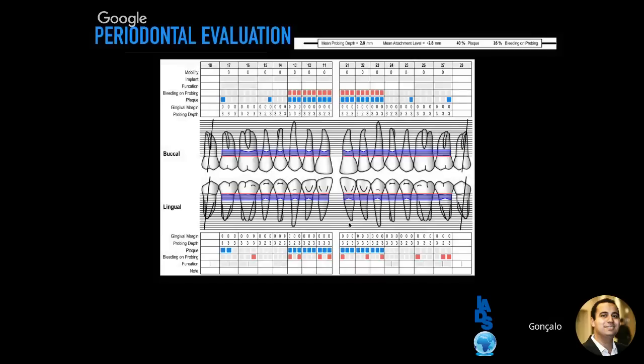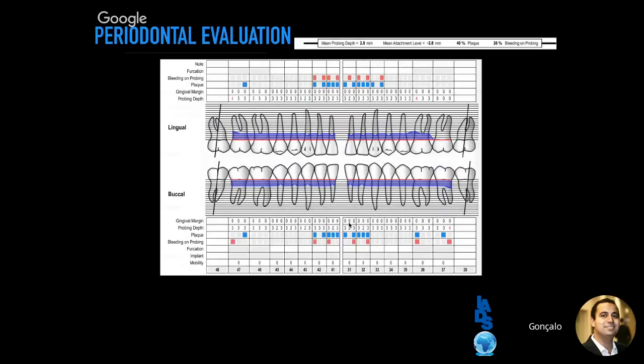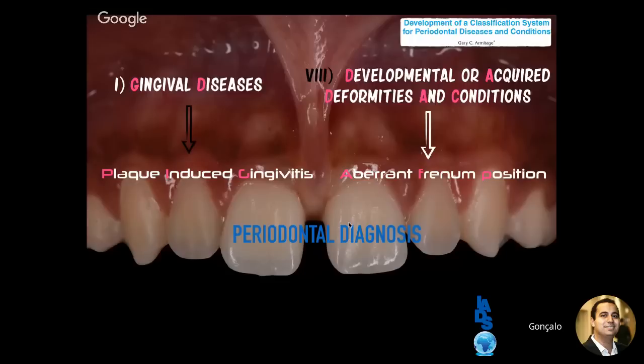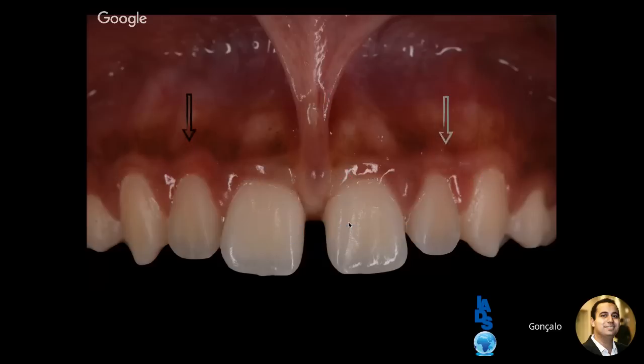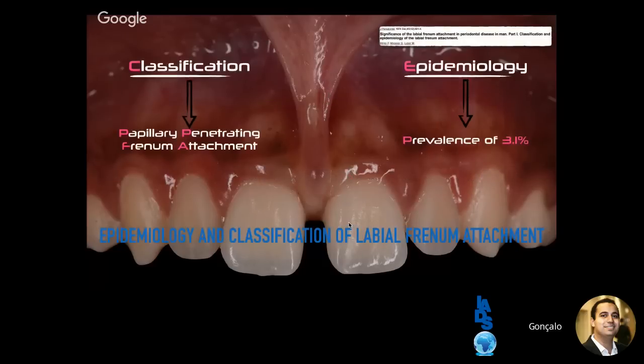Of course, he was a young patient. We don't have attachment loss. We diagnosed him with plaque-induced gingivitis. It was mostly plaque accumulation. So in this case, we diagnosed the patient with plaque-induced gingivitis and aberrant frenum position.